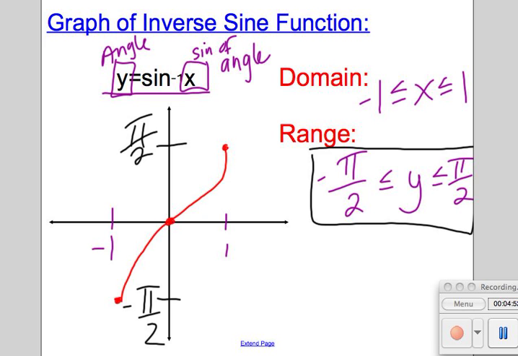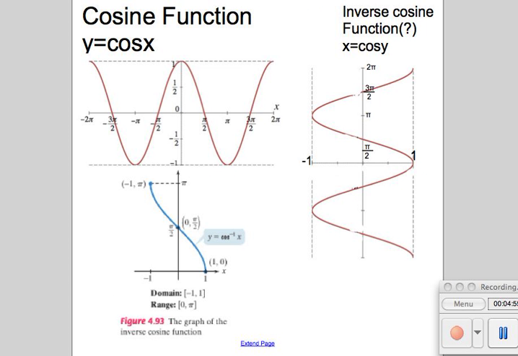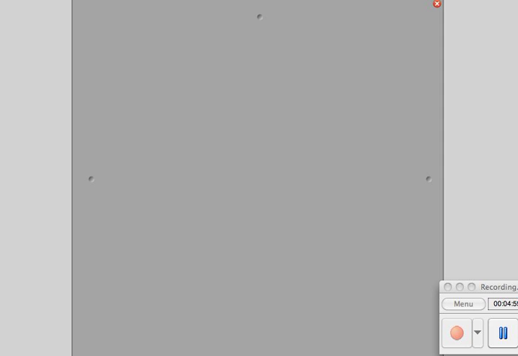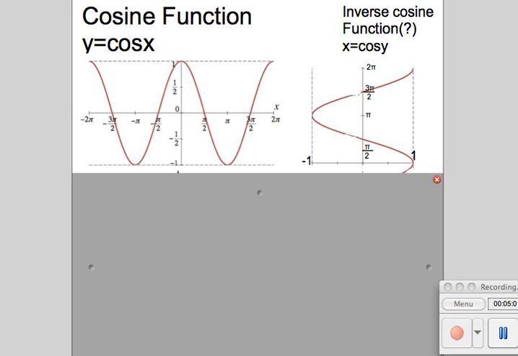Now let's take a look at cosine. The same thing works for cosine. We have this function where the cosine is this function that repeats itself.